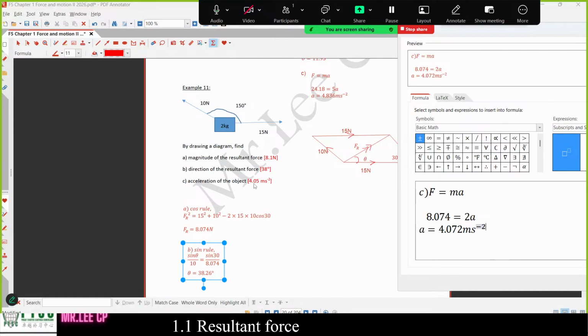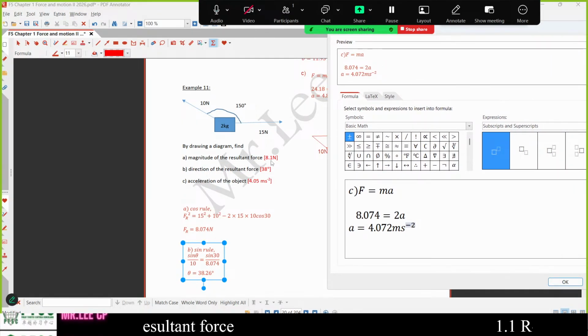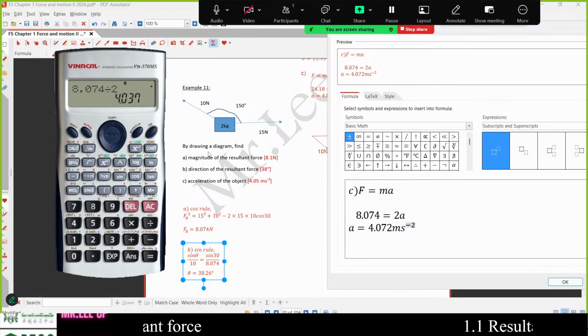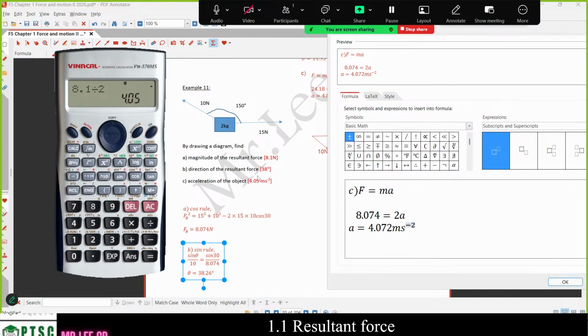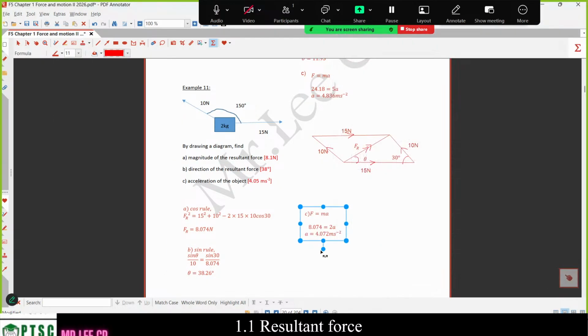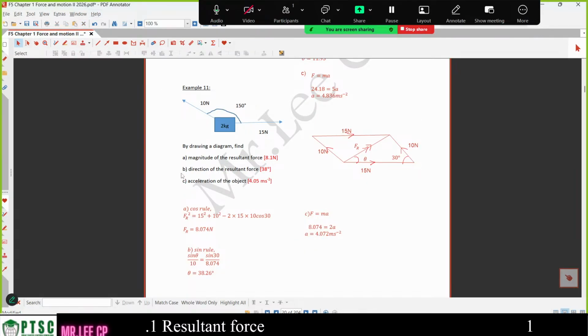Now, here 4.05 because they round off. Here, 8.1, you round off, you divide by 2, 8.1, you get 4, sorry. You get this because they use this one. Alright, so my one is more accurate, so my answer will be slightly different. Right, so this one is how you get the direction.